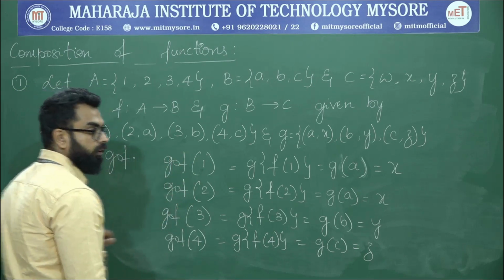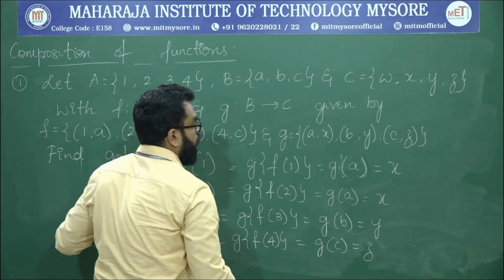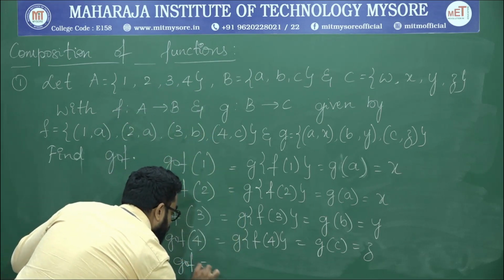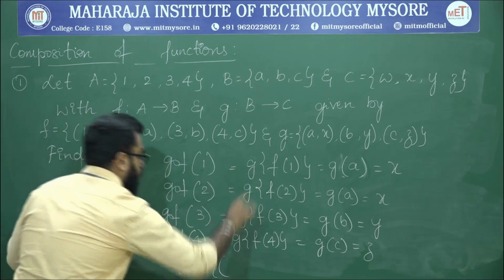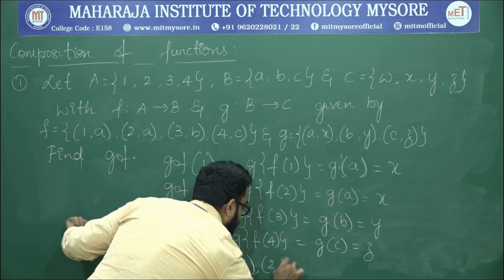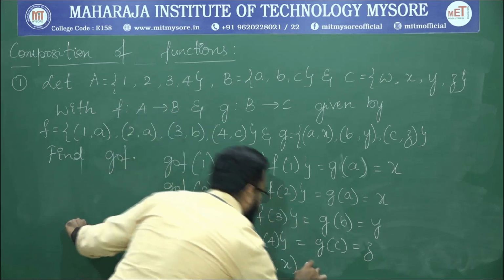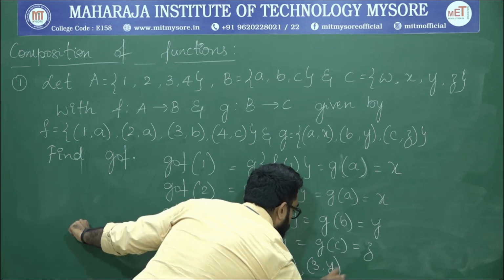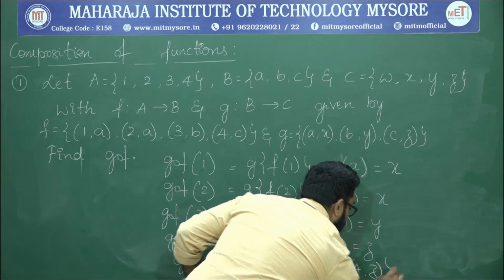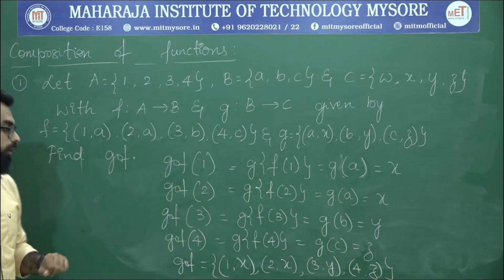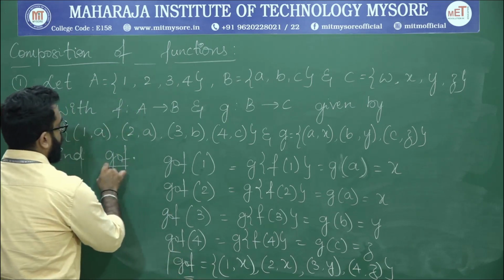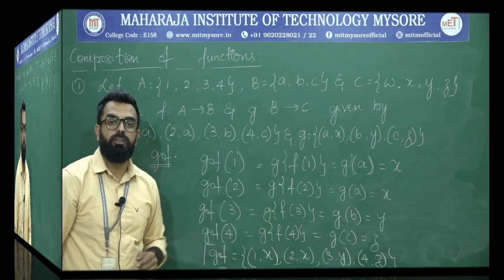So how do we write this? I will put that here. GOF is equal to (1, x), similarly (2, x), (3, y) and (4, z). This is GOF. You are supposed to identify GOF, you have it here.